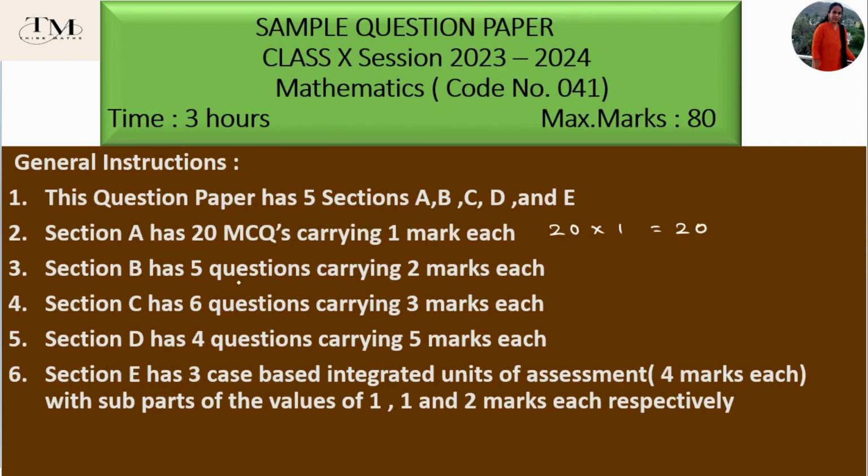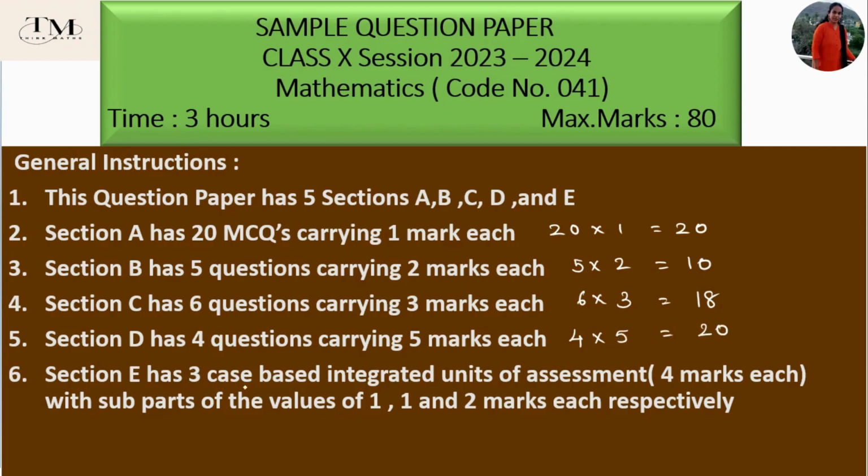Section B has 5 questions carrying 2 marks each, so 5 into 2 is 10. Section C has 6 questions carrying 3 marks each, so it is 6 into 3, 18 marks. Section D has 4 questions carrying 5 marks each, so 4 into 5 is 20.